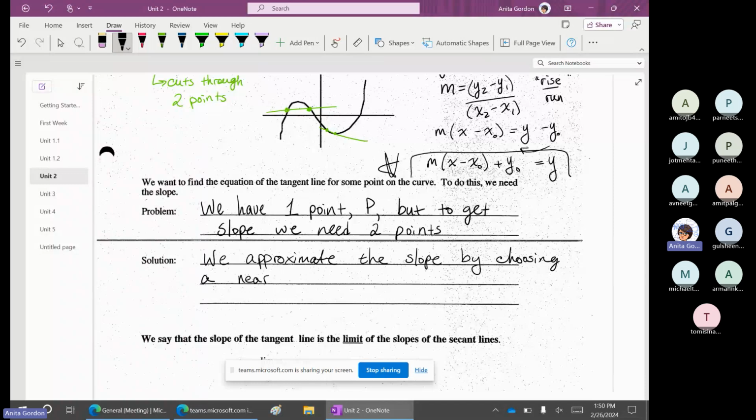Okay, so we're going to approximate the slope by choosing a nearby point, and this time we're going to call the second point Q, and find the slope.